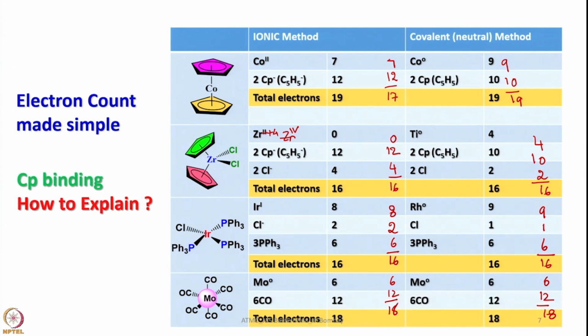So, one should be able to use both the ionic method and the covalent method. What you should do is whenever you come across any metal complex, try to do electron counting to make yourself familiar with this process of electron counting.